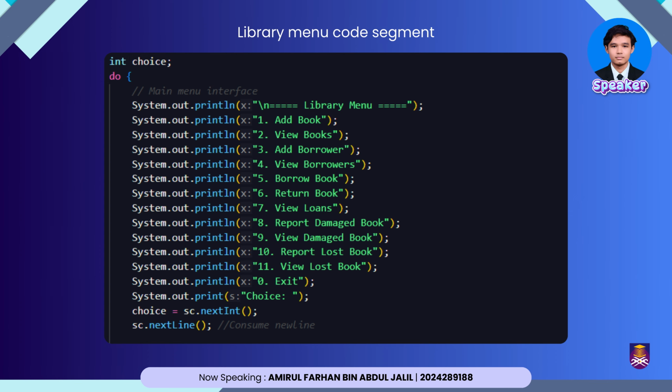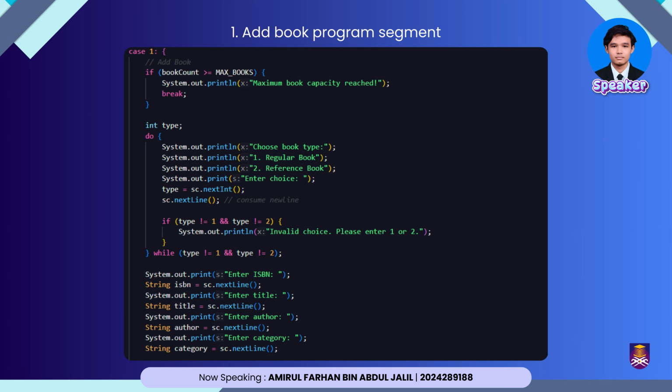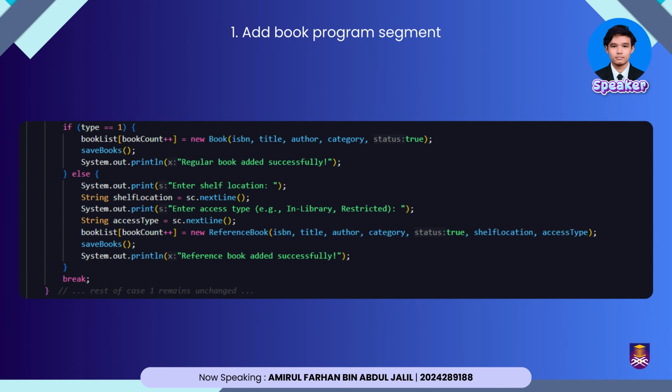For our selection method, we use the switch case method. This block lets the librarian add either a regular book or a reference book, and it asks the user to input book details. If you choose number 1, the new book will be added as a book object, and if you choose number 2, it creates a reference book object. Then both of them will be saved into the book list.